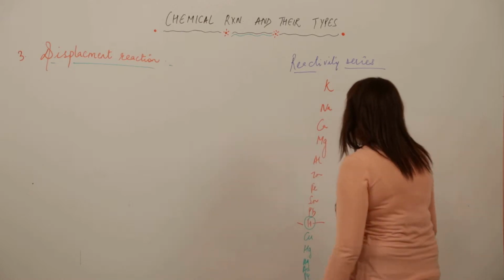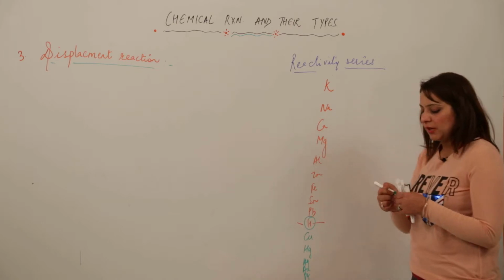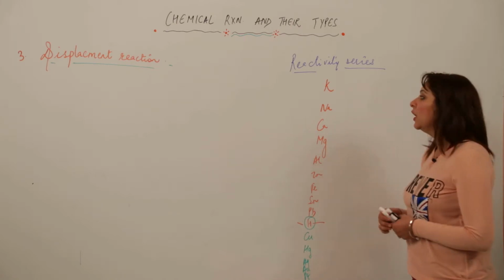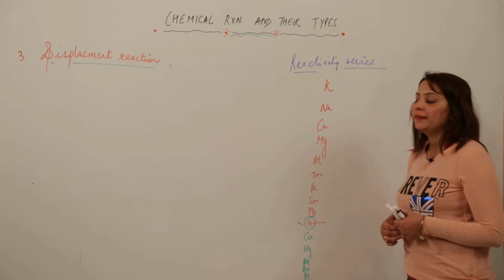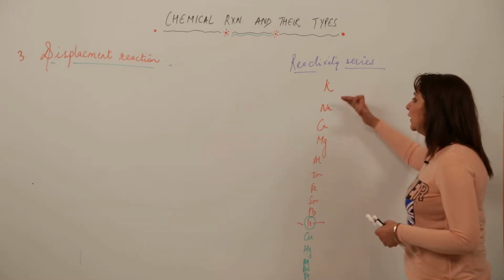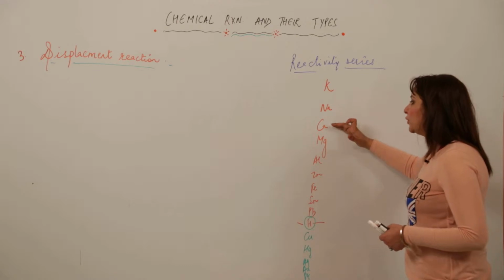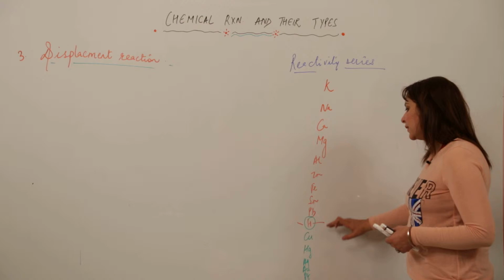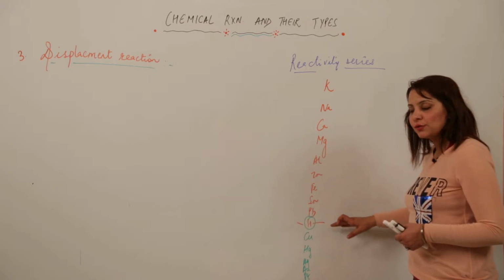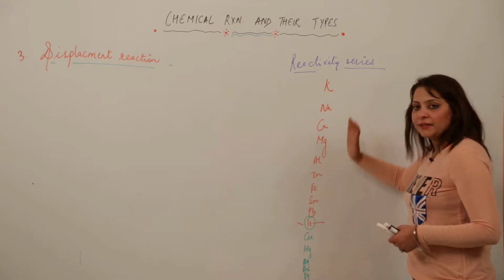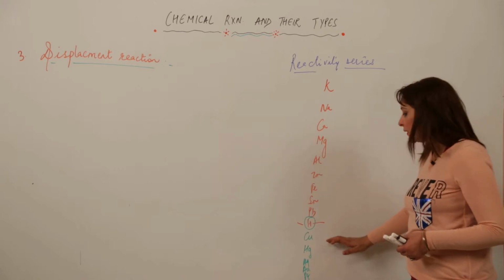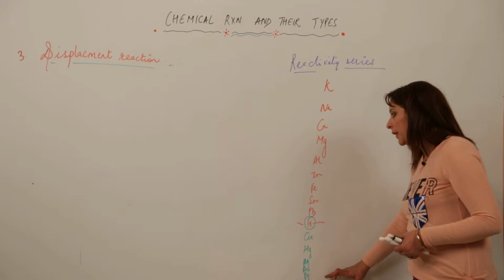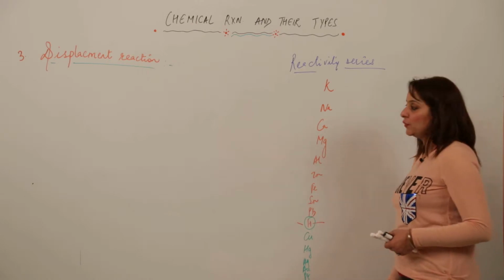I've written the symbols, so I'll make you understand what each symbol denotes. As you already know, but still to make it clearer, I'm recalling the names. See, it is potassium, sodium, calcium, magnesium, aluminium, zinc, iron, tin and lead, and this is the hydrogen which is used to separate the more reactive elements from the less reactive elements. Under this hydrogen we have copper, mercury, silver, gold, platinum. You need to remember this reactivity series.